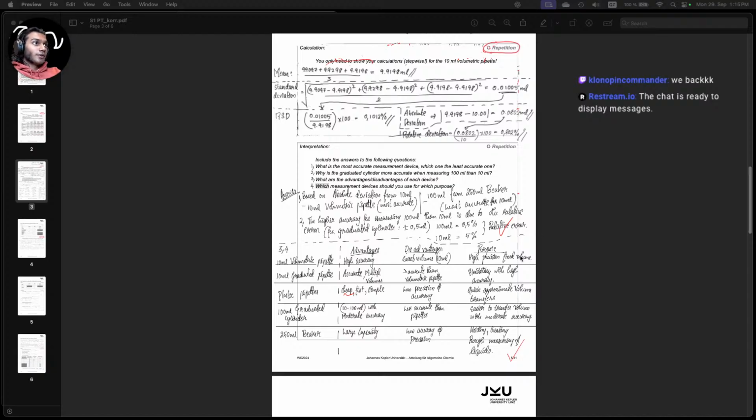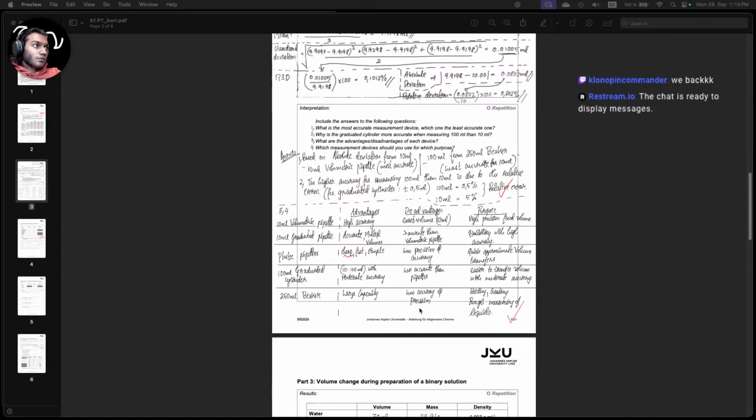Relative error. The 10 milliliter volumetric pipette has the highest accuracy. The 10 milliliter graduated pipette also has really good accuracy. Plastic pipettes are cheap, not accurate. Graduated cylinder is moderately accurate, easier to transfer volumes with moderate accuracy. The 250 milliliter beaker is mainly used as a container, with low accuracy and precision, for holding, heating, and rough measuring of liquids.